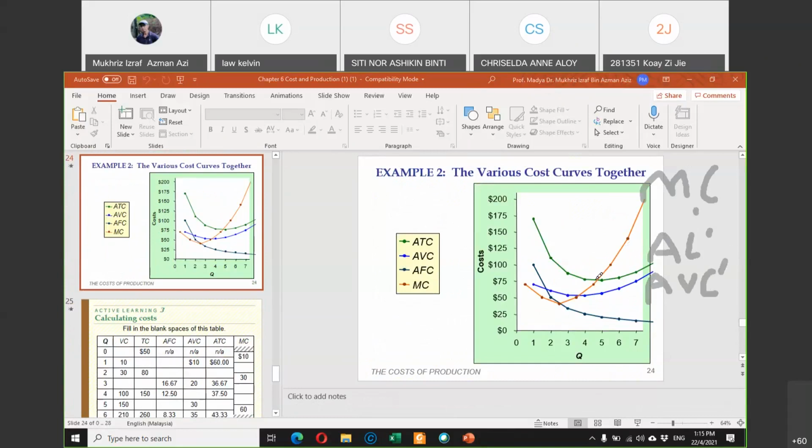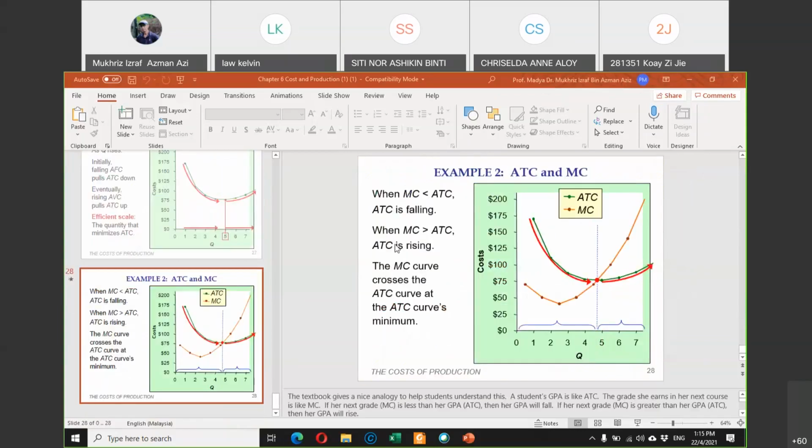The point of intersection, where MC cuts AC and also MC cuts average variable cost, will be the minimum point of these two curves. And we also looked at the relationship between marginal cost and average total cost. When MC is below AC, it shows that AC is declining, and when MC is above AC, it shows that average cost is increasing, and the two curves intersect at the minimum point of average cost.